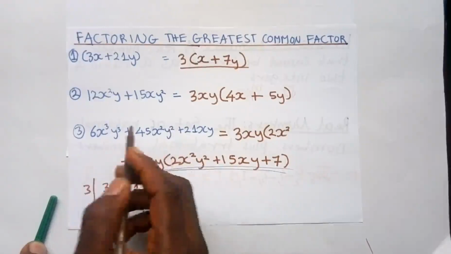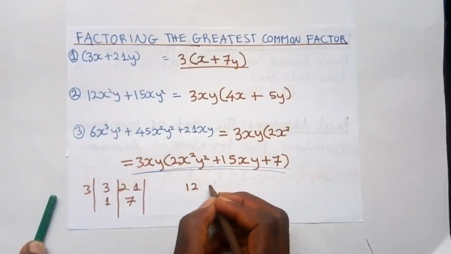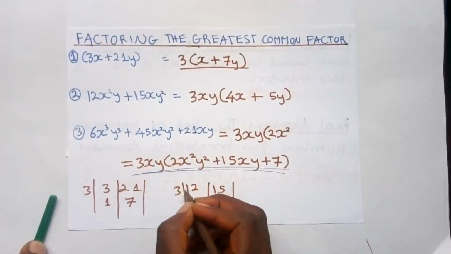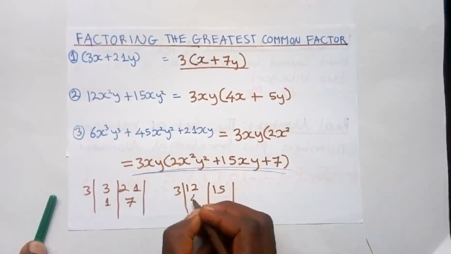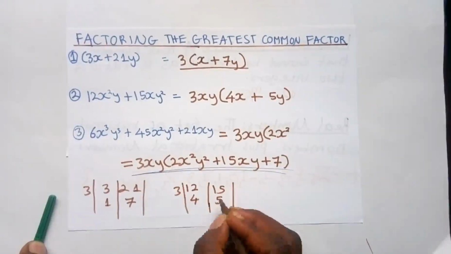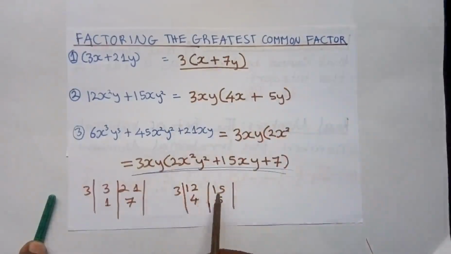For the second question, we have 12 and 15. 3 can go into 12 to give us 4. And 3 can go into 15 to give us 5. There's no number that can divide both 4 and 5 without a remainder. So 3 is the GCF of 12 and 15.